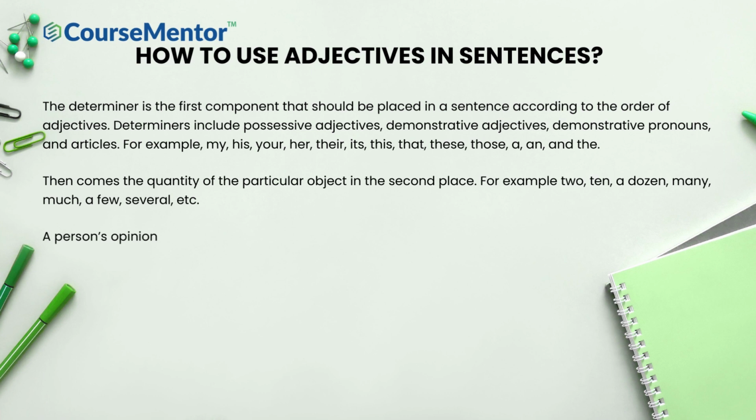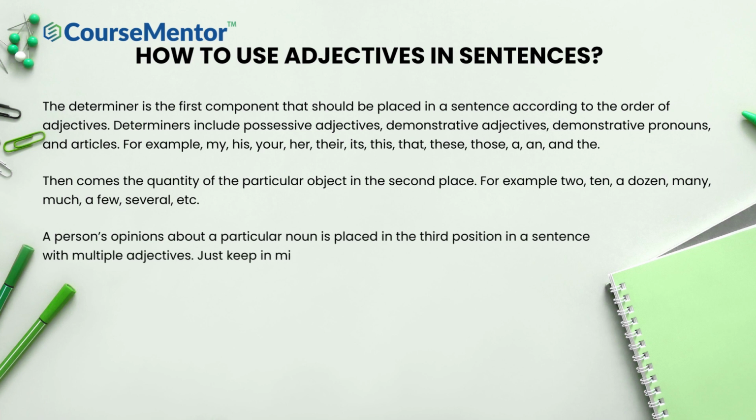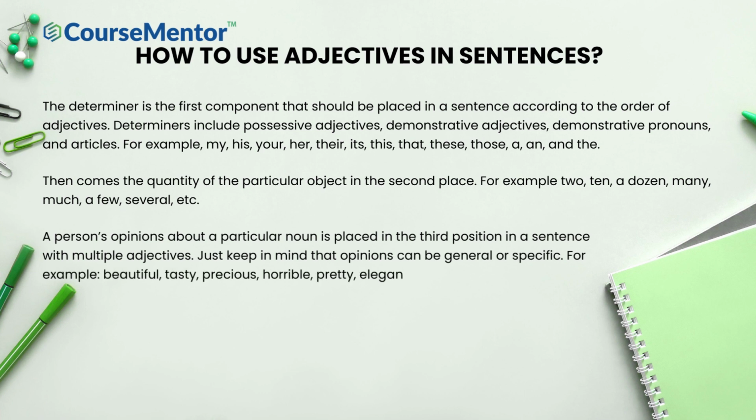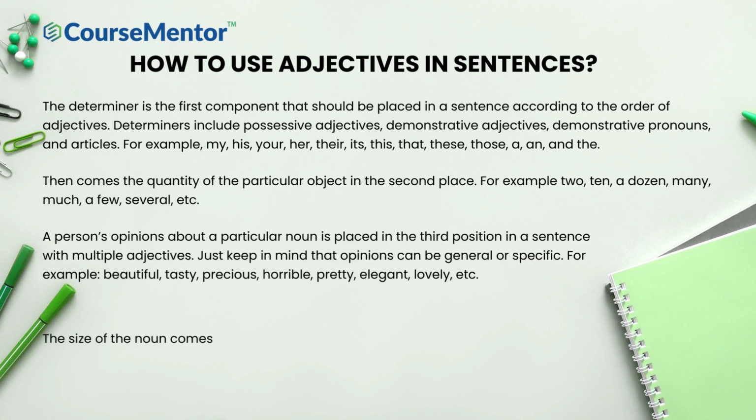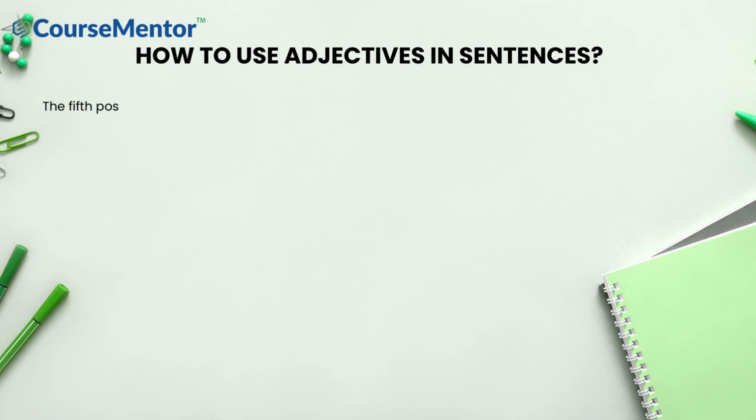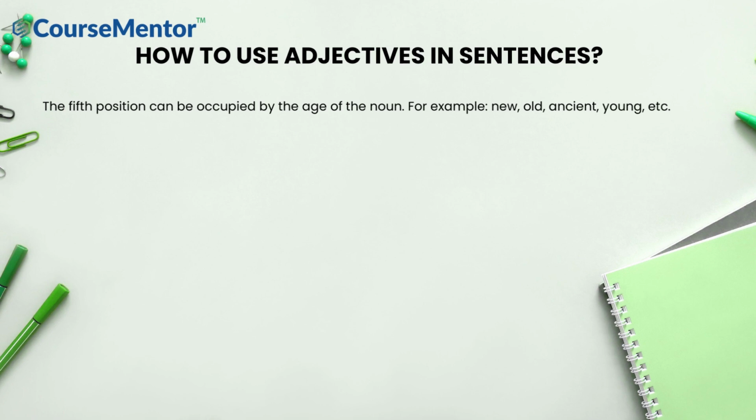A person's opinions about a particular noun is placed in the third position in a sentence with multiple adjectives. Just keep in mind that opinions can be general or specific. For example, beautiful, tasty, precious, horrible, pretty, elegant, lovely, etc. The size of the noun comes next. For example, huge, tiny, big, small, medium, long, etc. The fifth position can be occupied by the age of the noun. For example, new, old, ancient, young, etc.